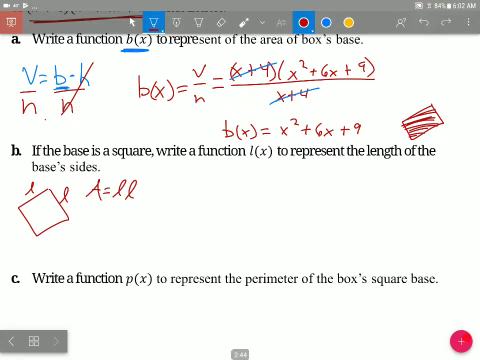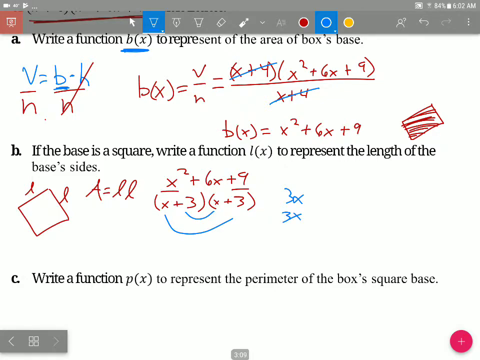if I take x squared plus 6x plus 9 and I factor it, what are two things that multiply to the left? Well, x and x. What are two things that multiply to the right? Well, 3 and 3, a positive 3 and a positive 3. And if I check it out, x times 3 is 3x, 3 times x is 3x, and those add up to 6. That's your middle term. And you notice they're the same.